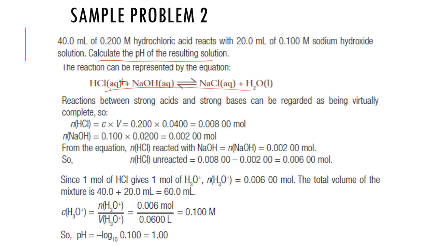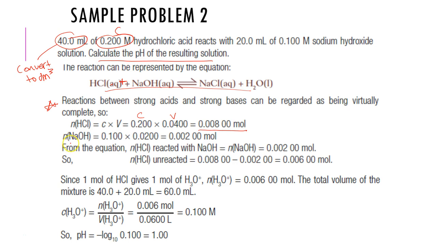Then this piece of information here, remembering that the reaction between strong acids and strong bases is virtually complete. So the HCl will completely ionize, and the sodium hydroxide will completely ionize. Now I can work out the number of mole of HCl using my concentration times my volume, my concentration coming from up here, and then my volume, remembering to convert that to decimeters cubed. That gives me 0.008 mole of HCl.